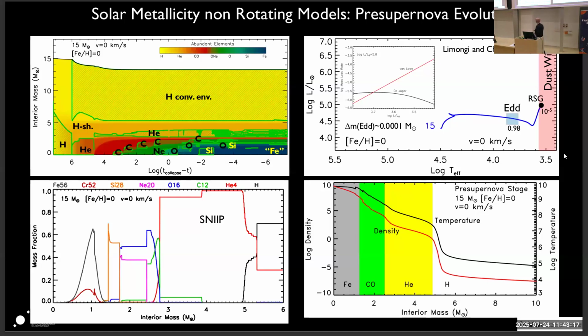So let me start with showing the evolution of a typical massive star. This is a 15 solar mass star. This panel here is the Kippenhahn diagram, where you have the time on the x-axis and the interior mass of the star. The colors refer to the chemical composition. So we have hydrogen-rich material here, helium-rich material here. Red means carbon-oxygen-rich material, and so on. The green areas correspond to the convective zones.